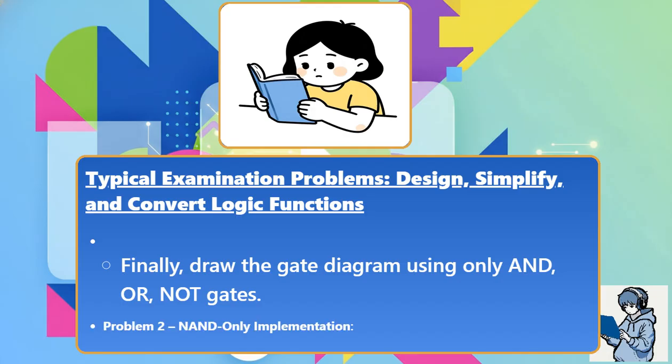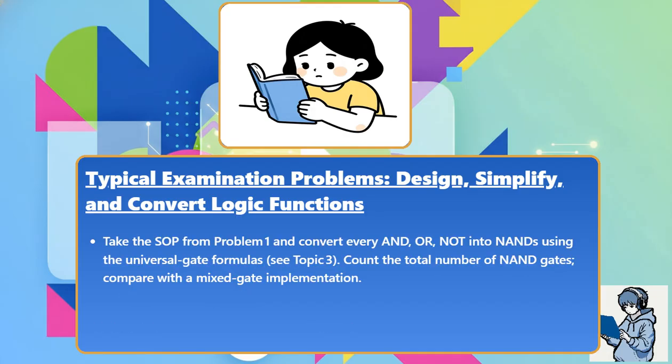Problem 2, NAND-only implementation. Take the sum of products from problem 1 and convert every AND, OR, or NOT into NANDs using the universal gate formulas, see topic 3. Count the total number of NAND gates and compare with a mixed gate implementation.